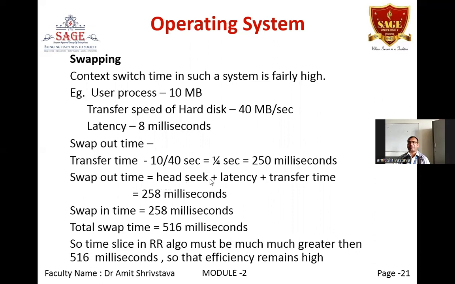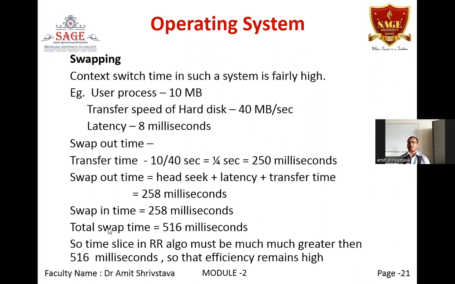So swap out time will be head seek plus rotational latency plus transfer time. We have not been given head seek time, so we can ignore that time. Rotational latency time is 8 milliseconds and the transfer time is 250. So 258 milliseconds will be the swap out time. Swap out time and swap in time will be equal, obviously. So total swap time for one process which we require is 516 milliseconds.